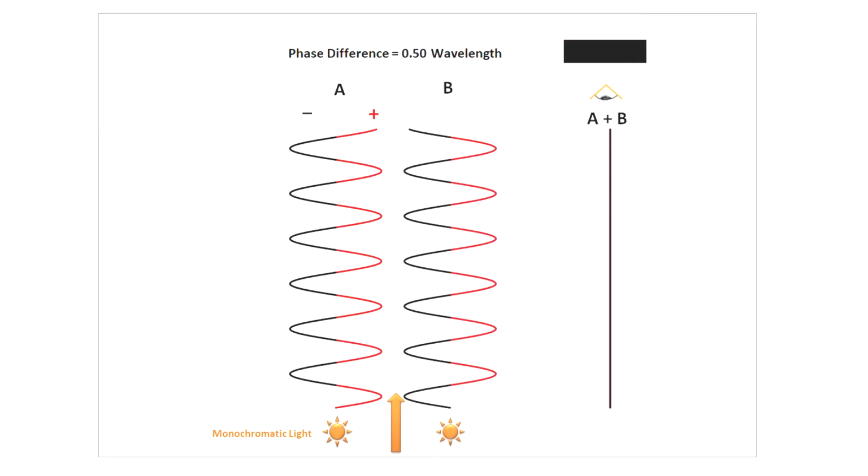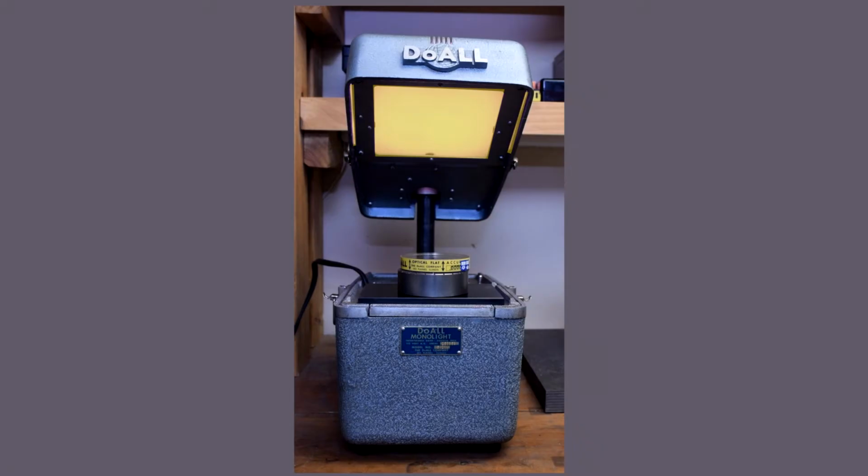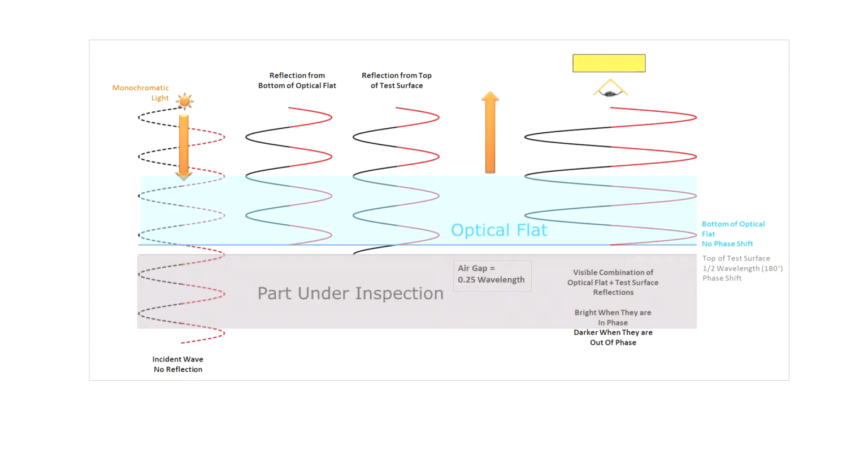Now let's add an optical flat and a part under inspection. The setup looks like this on the bench, with a helium monolight above, shining on an optical flat placed on the inspected part. Let's illustrate this graphically. The light shines down the dashed waveform. A portion of the light passes through the flat, and a portion of the light is internally reflected back up at the bottom of the flat as shown here, again offset horizontally for clarity.